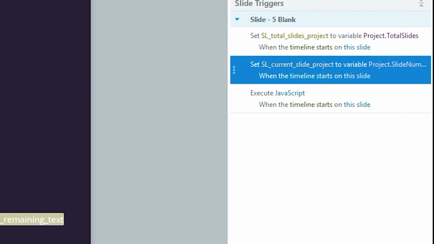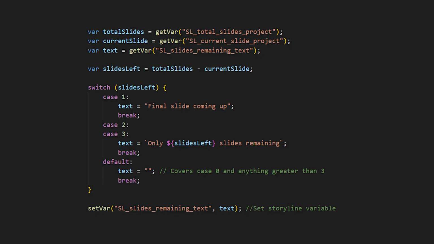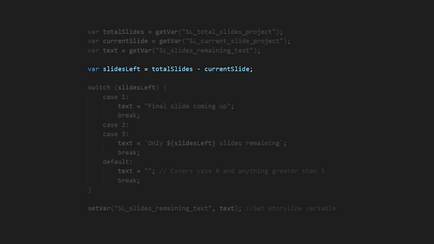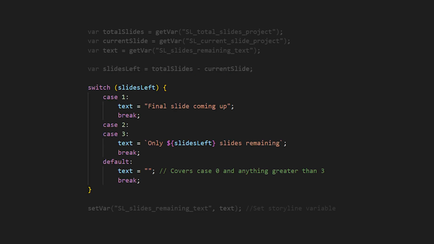We will add an Execute JavaScript trigger again on the master slide, so it will run on every slide. And here is what the script does. First off, we grab our 3 variables, then we calculate how many slides there are left by subtracting the current slide from the total number of slides. Now here's where we define our logic using a switch statement.